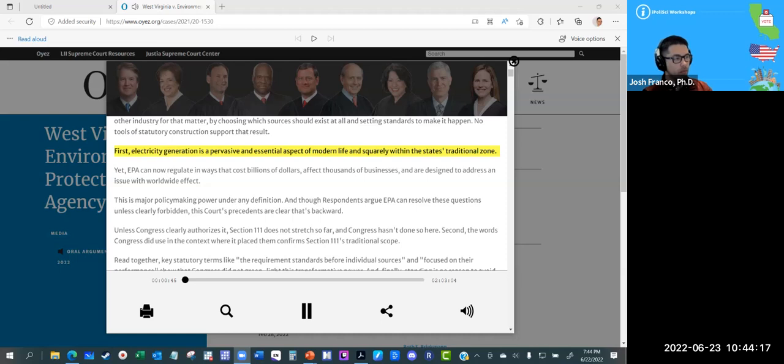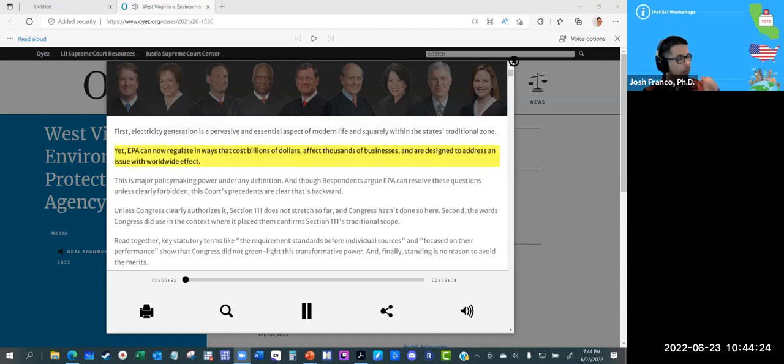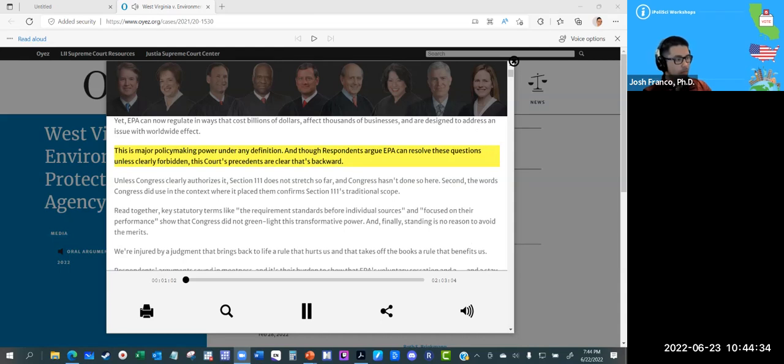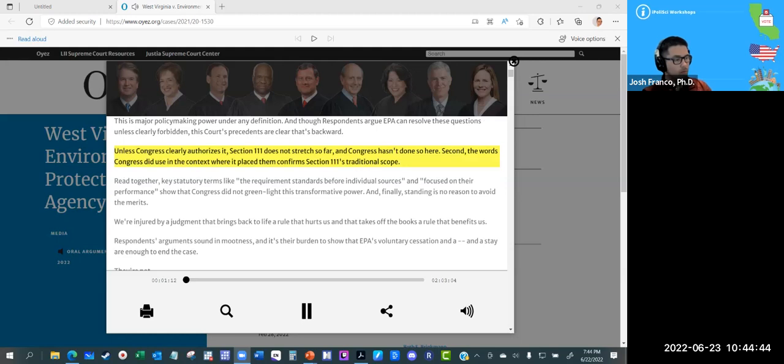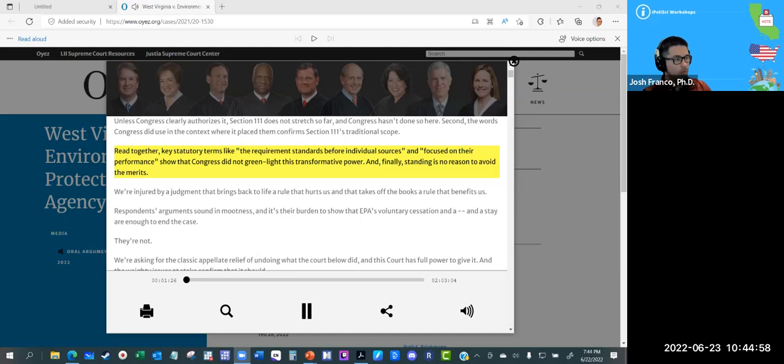First, electricity generation is a pervasive and essential aspect of modern life and squarely within the state's traditional zone. Yet EPA can now regulate in ways that cost billions of dollars, affect thousands of businesses, and are designed to address an issue with worldwide effect. This is major policymaking power under any definition. And though respondents argue EPA can resolve these questions unless clearly forbidden, this Court's precedents are clear that's backward. Unless Congress clearly authorizes it, Section 111 does not stretch so far. And Congress hasn't done so here. Second, the words Congress did use in the context where it placed them confirm Section 111's traditional scope. Read together, key statutory terms, like the requirement standards before individual sources and focused on their performance, show that Congress did not greenlight this transformative power.